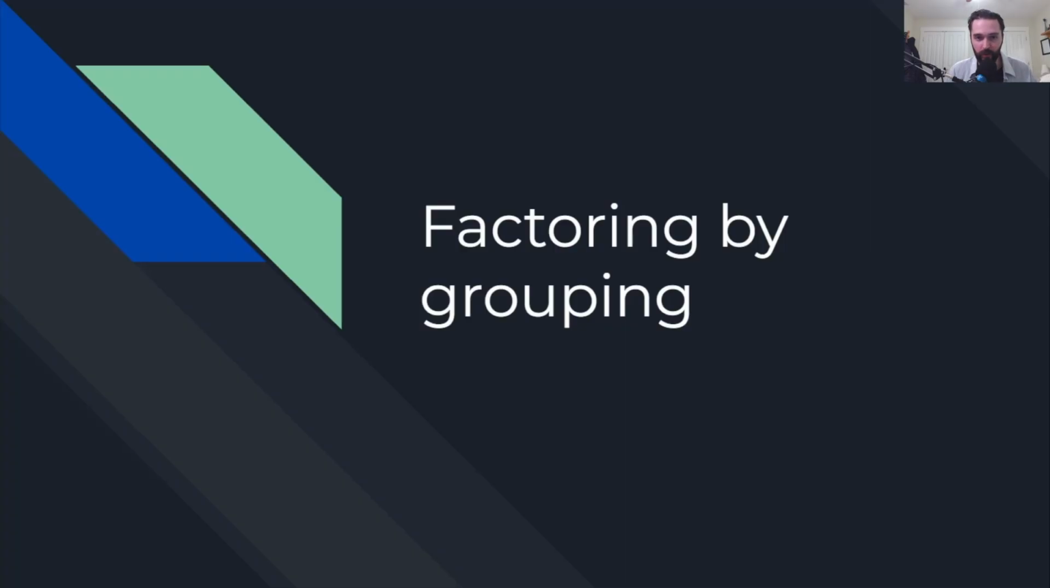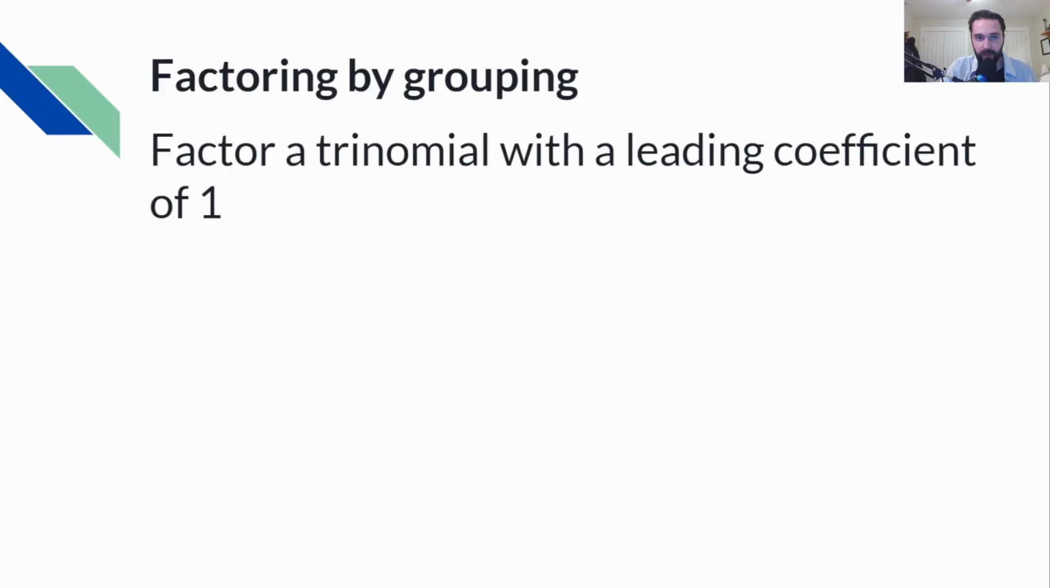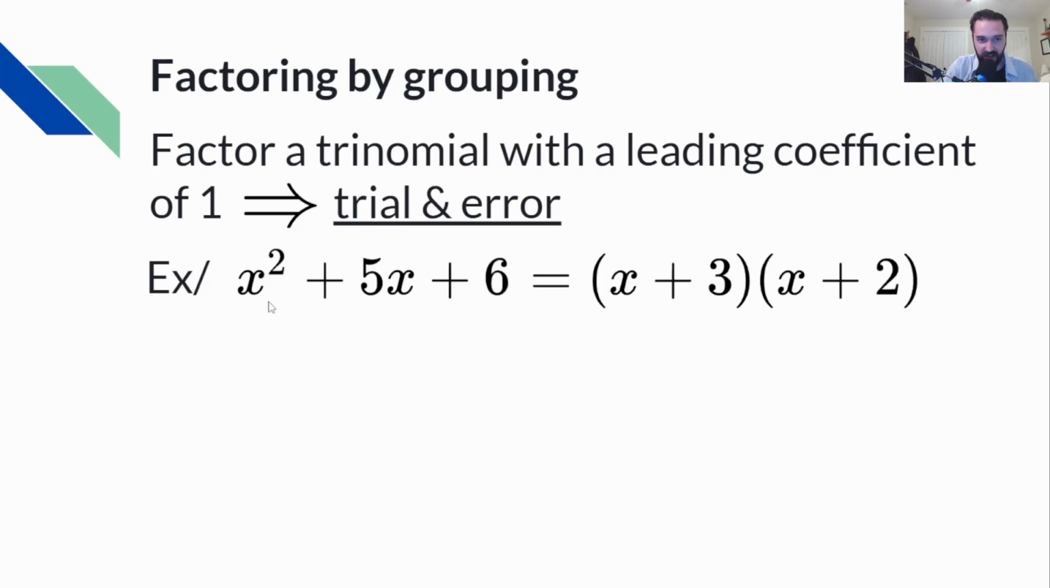Here we go. Factoring by grouping. When we're asked to factor a trinomial with a leading coefficient of 1, we know that we use trial and error to find the factors. For example, if I'm asked to factor x squared plus 5x plus 6, I can try out a bunch of different possibilities and come up with this. The factors are x plus 3 and x plus 2. We showed how to do this in a previous video.